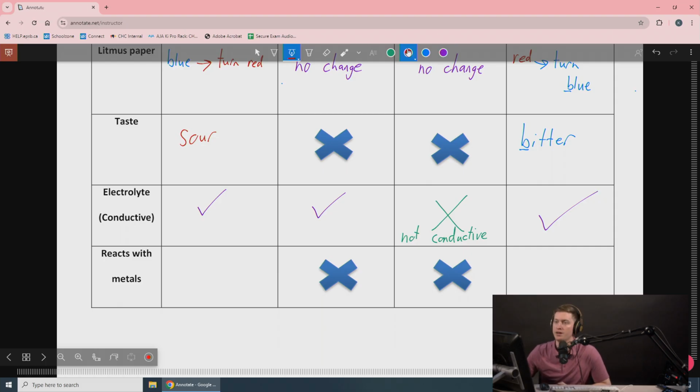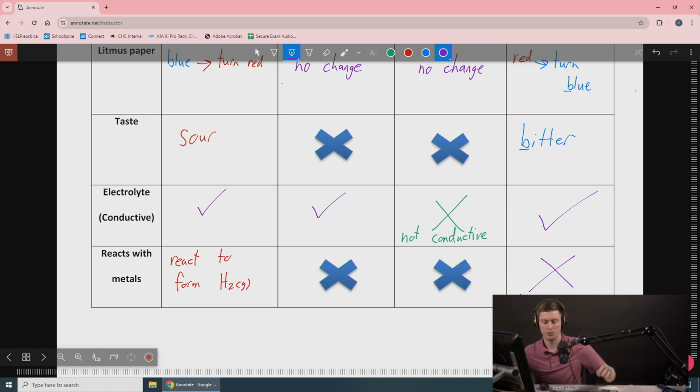The only one that is going to react with metals with a characteristic reaction is going to be our acids, which will react to form H2 gas. Bases don't have a characteristic reaction with metals.